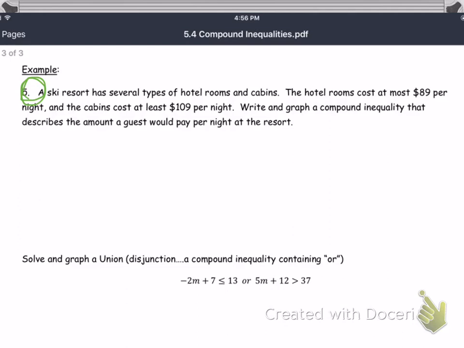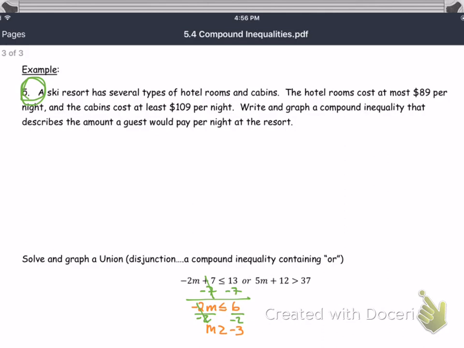So if we were to solve this, if we solve this left side and subtract 7 on both sides first, and then divide by -2, and be careful as you divide both sides by a negative, your inequality sign has to switch. You get m is greater than or equal to -3.